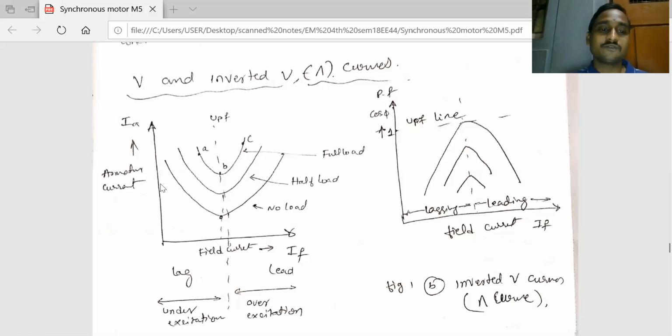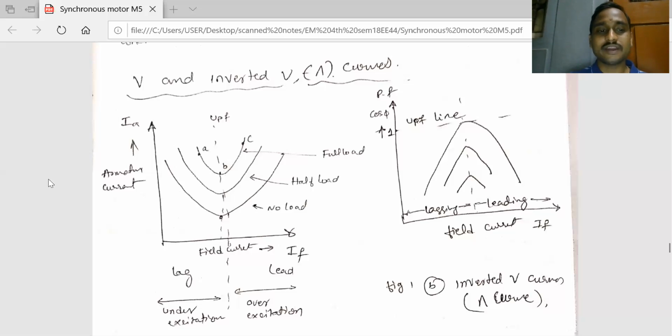Now for the no load condition, initially don't put any load on the synchronous motor, either braking load or any external load. You keep it at no load and only change the field current, so you will get a curve like this. This is the no load curve. After that, you put some load, suppose half load, or quarter load, or 30% load. So the second one is for half load.